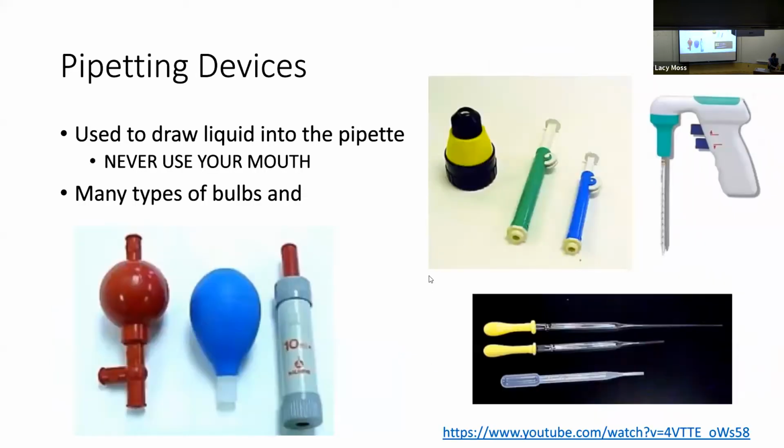All right, so there's different ways to get the liquid up into the pipette. There's bulbs. There's my favorite, which is the gun. They're expensive, which is why everyone doesn't have one, because they're about $400 each. So sorry, you get a cheap bulb. It builds character though. It builds character and patience.